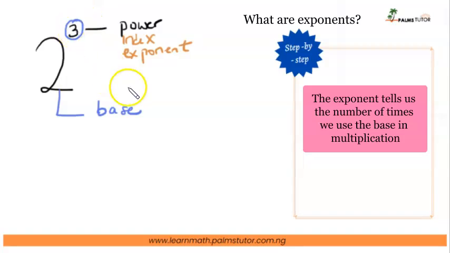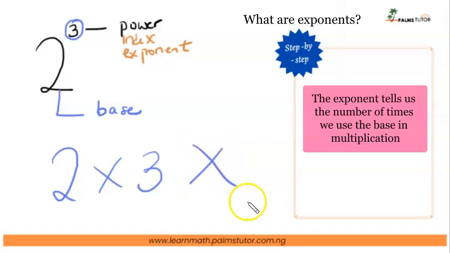So what does this tell us? This power tells us the number of times a number is used in multiplication, right? So this does not mean 2 times 3. No, this is wrong. This tells us to multiply 2 in 3 places, or 3 times.